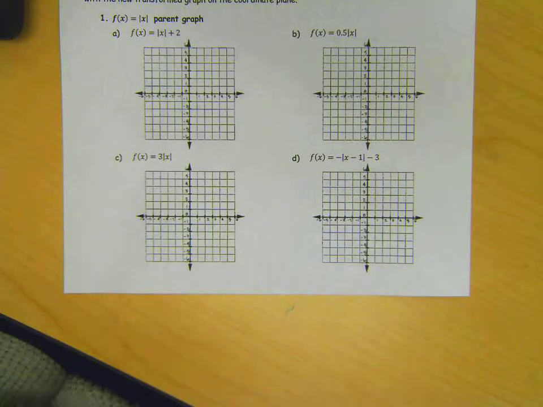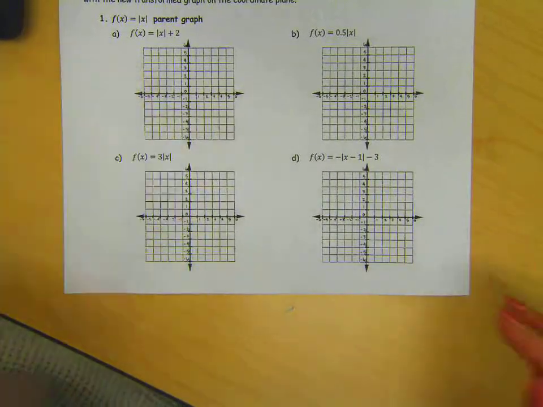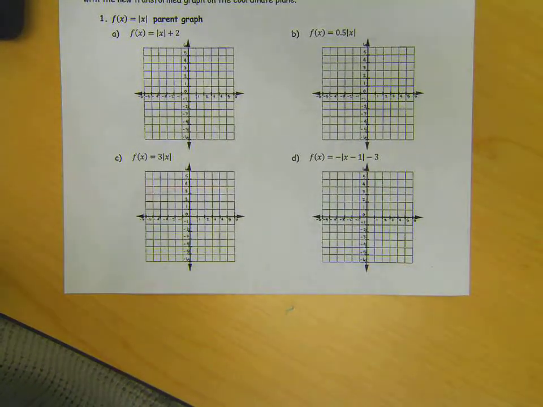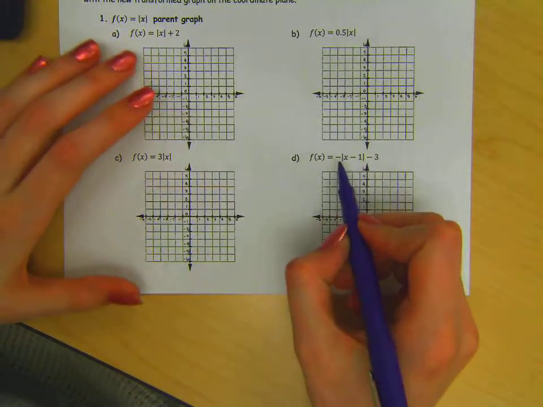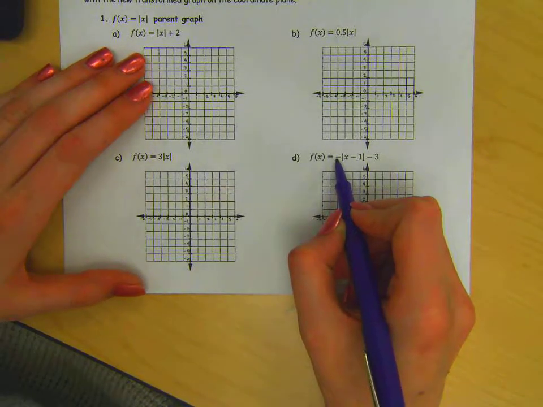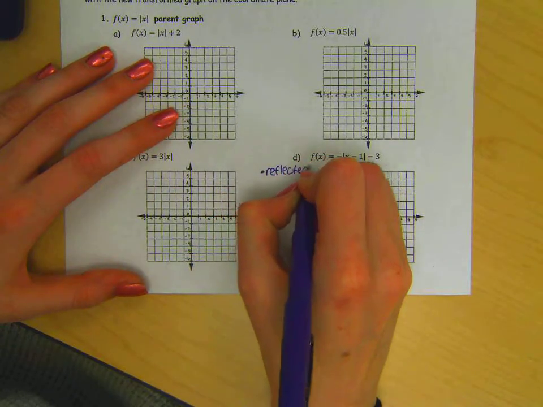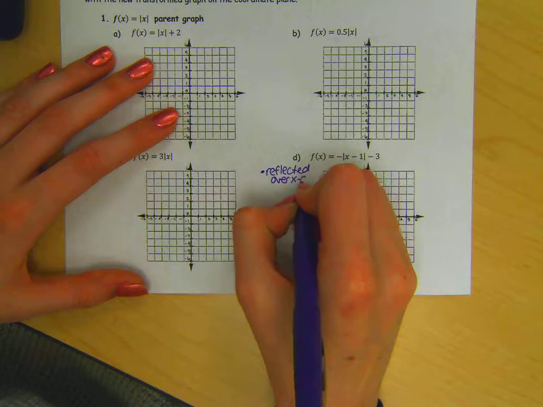So the video got cut off when we started 1D. I'm going to go back through 1D again, and then we're going to continue back through the rest of the worksheet. So what's happening here is we've got three separate things. We have the -1 out front, which indicates a reflection over the x-axis. So I'll put a bullet point here and say reflected over x-axis.